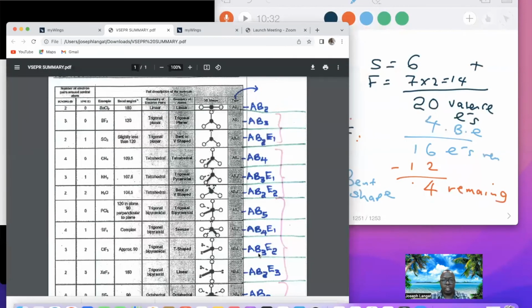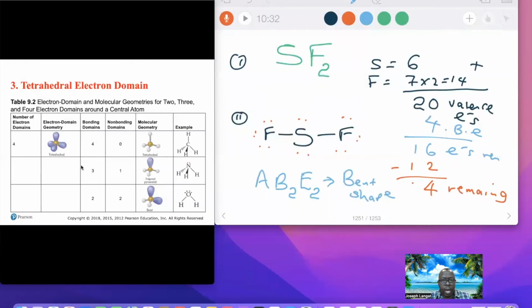which I said earlier on, I will allow you to use in the exam or quiz to predict the molecular shape of either molecules or polyatomic ions. So for the tetrahedral, we have only one electron domain geometry to describe, but molecular geometry can be tetrahedral if we have no lone pair.